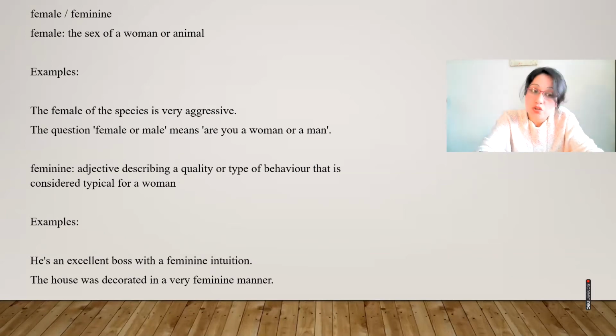And then feminine, which is the adjective describing a quality or type of behavior that is considered typical for a woman. Okay, so feminine is your adjective, like it says over here. It describes the quality or type of behavior that is considered typical for a woman. So he's an excellent boss with feminine intuition. The house was decorated in a very feminine manner. All right, so feminine, the adjective, describes the quality that a woman typically will have. Okay, so that's your feminine.